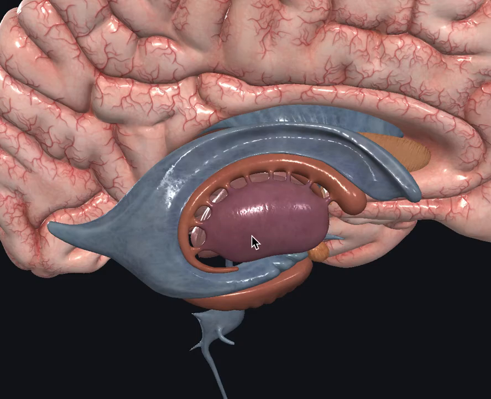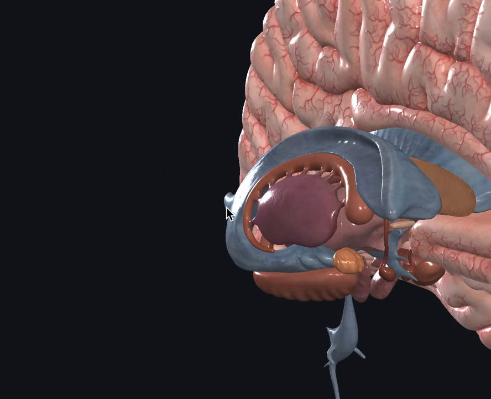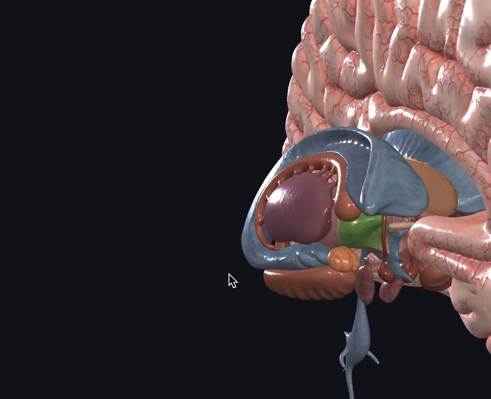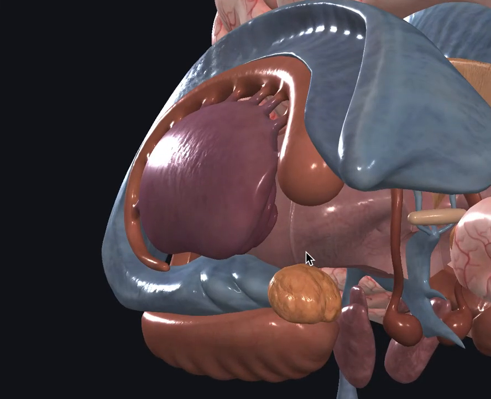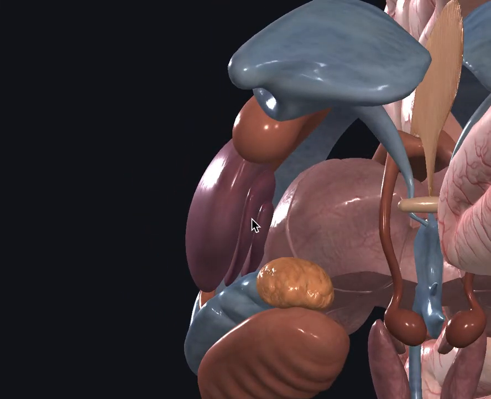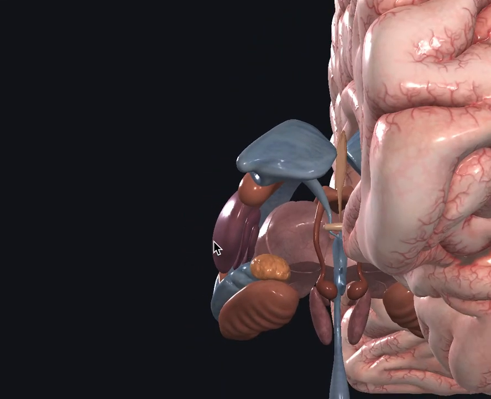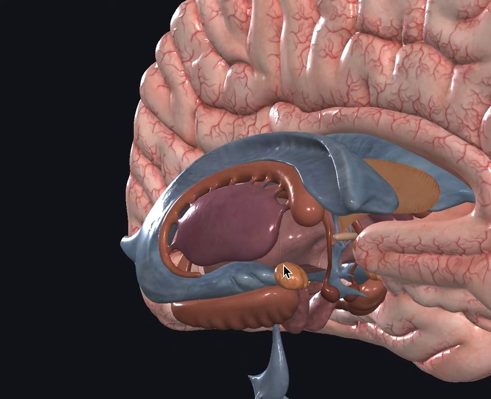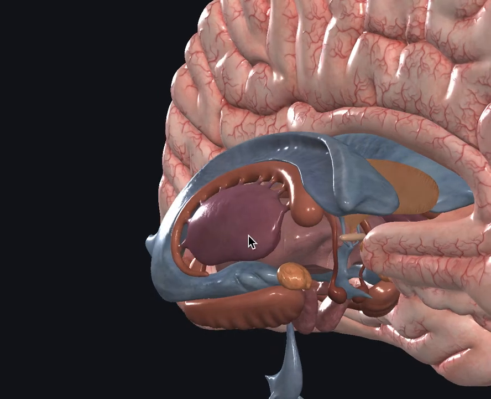This structure right here is the putamen, and internal to that we will see the globus pallidus right here. So the corpus striatum is composed of the caudate nucleus, the putamen, and the globus pallidus here.